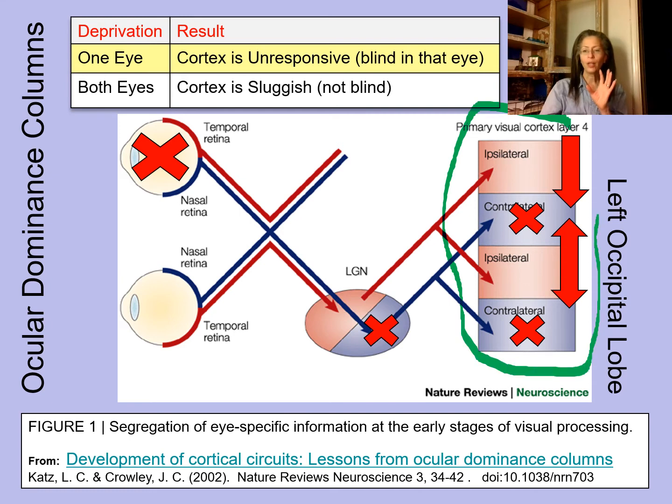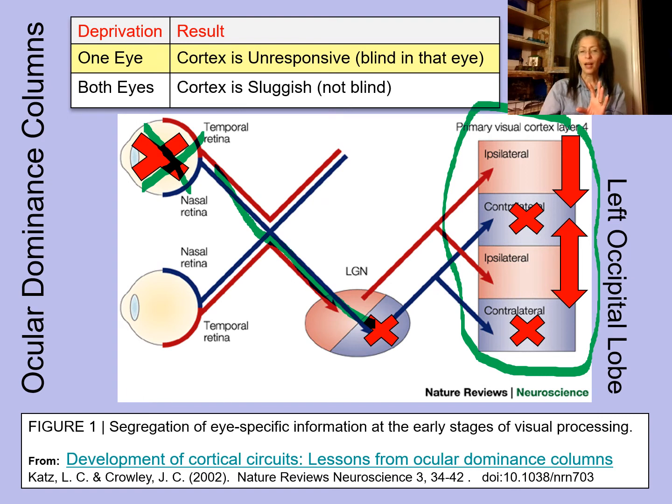So what I want you to think about is if one eye is not working or sutured closed, that eye doesn't have an opportunity to strengthen the axons that would go to the contralateral hemisphere. I shouldn't have started drawing that line up there. So the contralateral hemisphere, in this case, if this is the right eye, is going to be the left hemisphere.